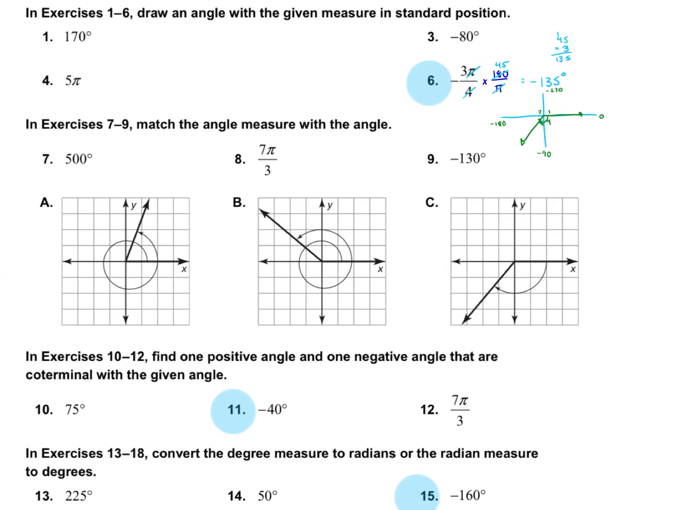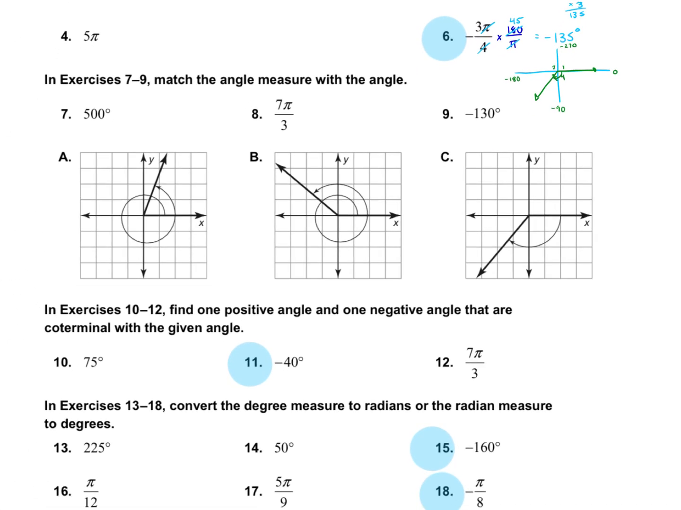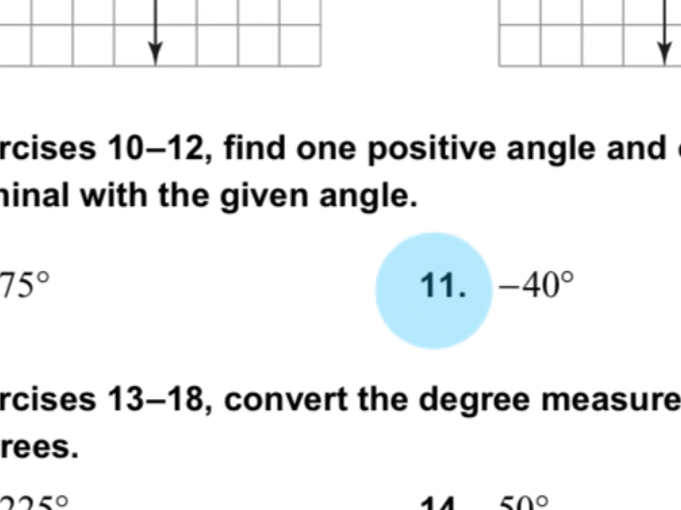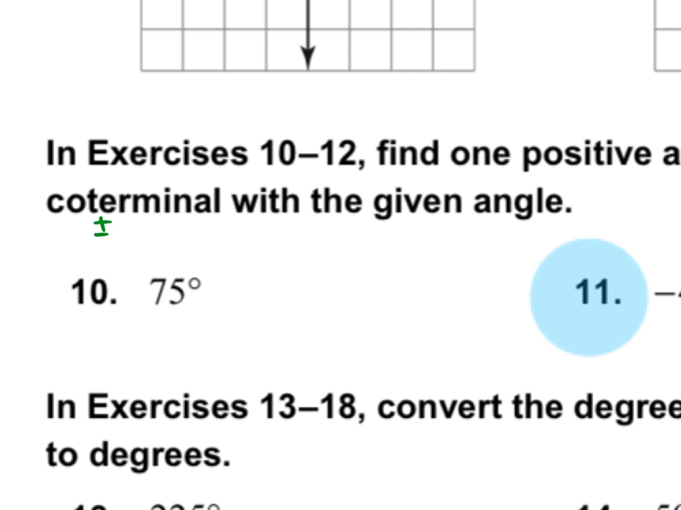All right. 7, 8, and 9 are just matching. So you match with the angle. Let's look at 11. It says find one positive angle and one negative angle that are coterminal with the given angle. So for coterminal, we add or subtract 360.